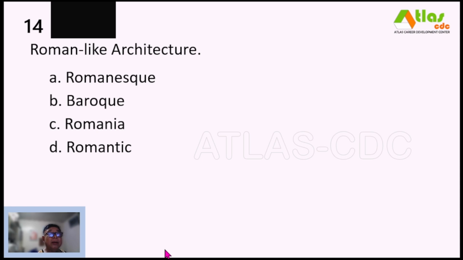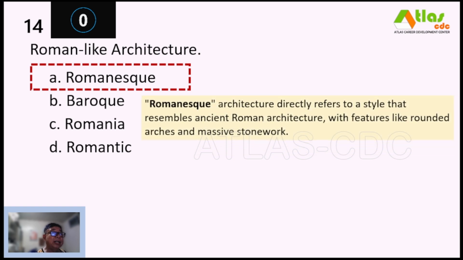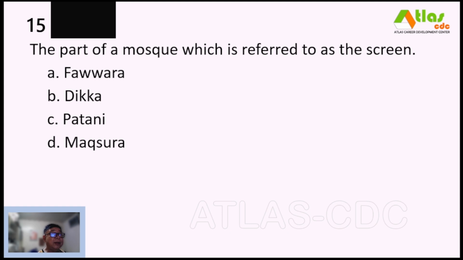Number 14, Roman-like architecture. A. Romanesque, B. Baroque, C. Romania, and D. Romantic. And our correct answer is letter A, Romanesque. So Romanesque architecture directly refers to a style that resembles ancient Roman architecture with features like rounded arches and massive stonework.